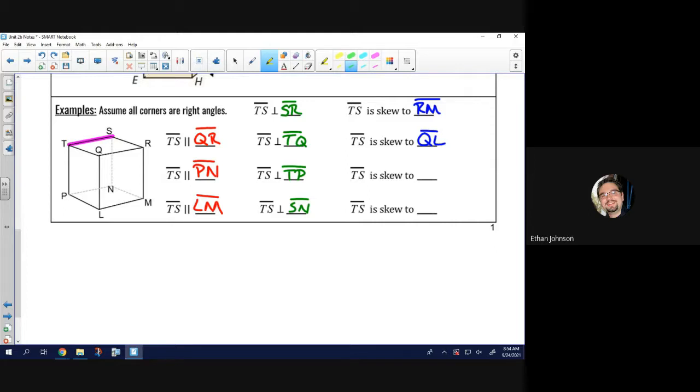Well, we technically have two more. If we call TS moving left to right, side to side, and QL and RM are moving up and down, this is a three-dimensional image, so we could be moving front to back or back to front. So PL would be one, as well as NM.